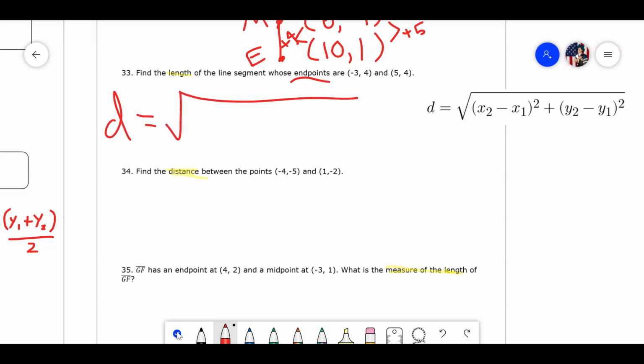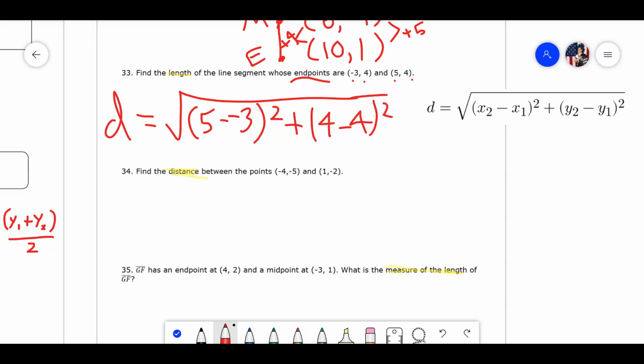Now x2 minus x1 is going to be 5 minus negative 3. I'm actually writing 5, minus sign, negative sign, 3, squared, plus parentheses, y2 minus y1 is going to be 4 minus 4, squared.